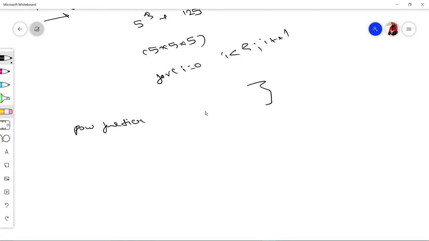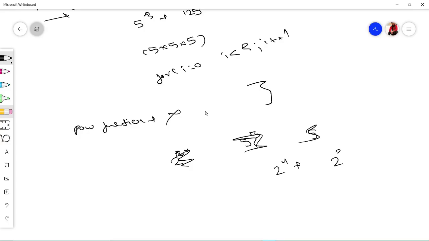Using the power function is okay, but you cannot use the power function. So how would you do it? Let's do it with 2. We have 2 raised to the power 2, 2 raised to the power 4.